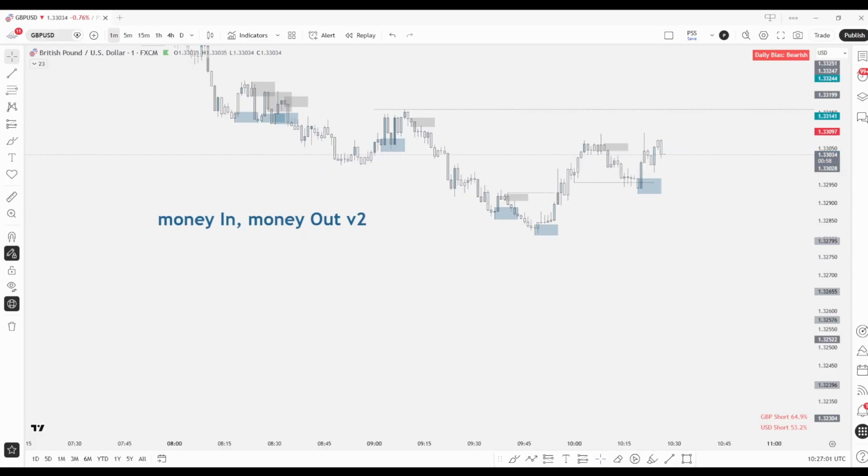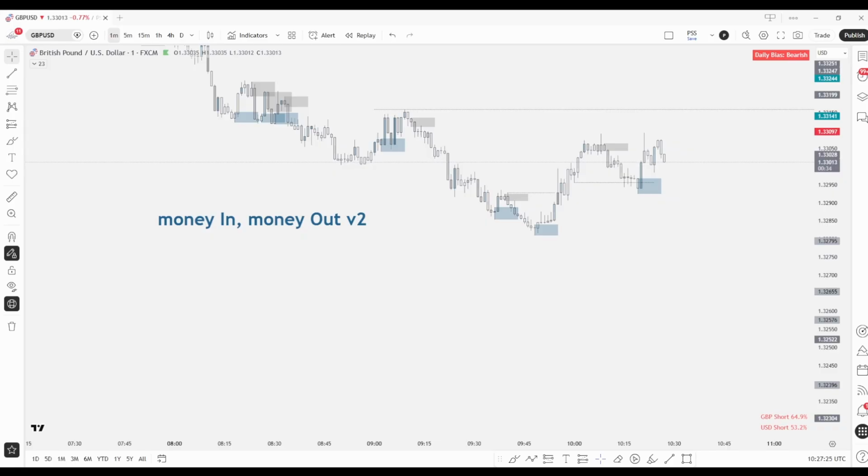Okay, so the Money In, Money Out indicator is exactly what it says on the tin. It indicates points within the market where institutions are likely moving money in or money out of the market. Now, of course, it doesn't just use raw price action data. It also uses a couple of external factors, including delta, volume, and inefficiency.